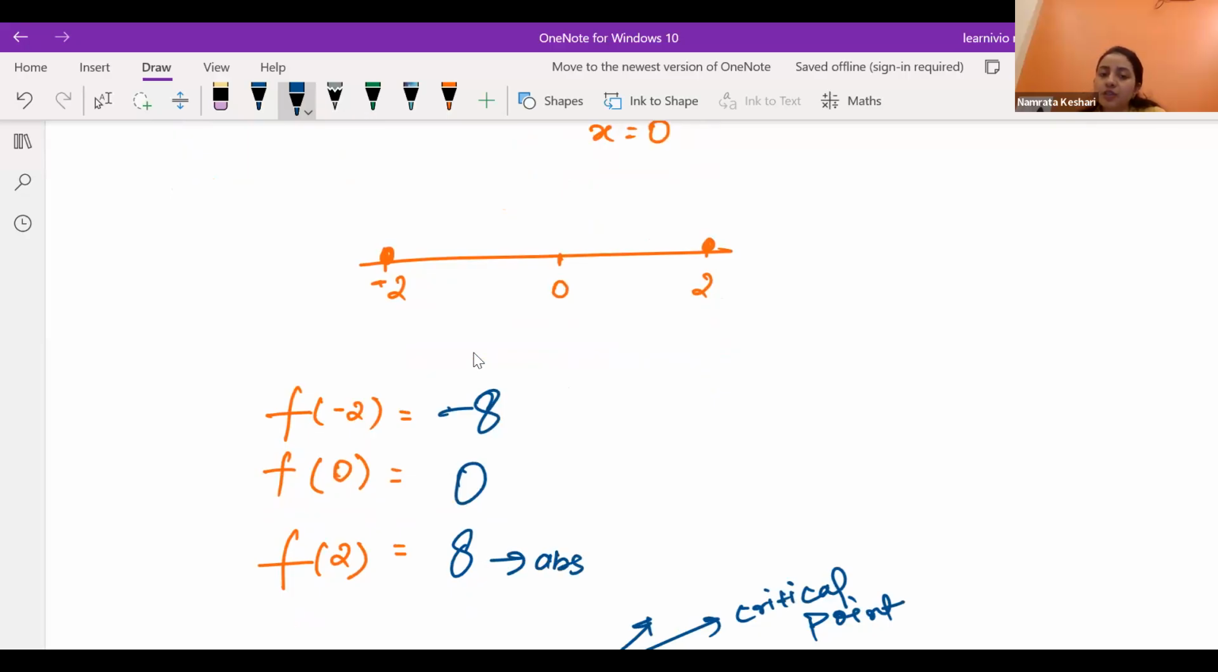This is the absolute max in this interval only. We are talking about minus 2 to 2, a closed interval. That's why we have taken minus 2 also, and that's why we have taken 2 also. If it were an open interval, then we could not take them. Are you getting my point? Getting it, Fatima? Is it clear so far?